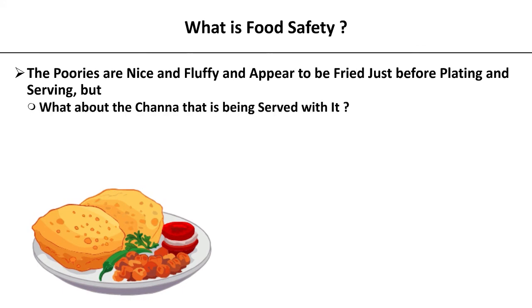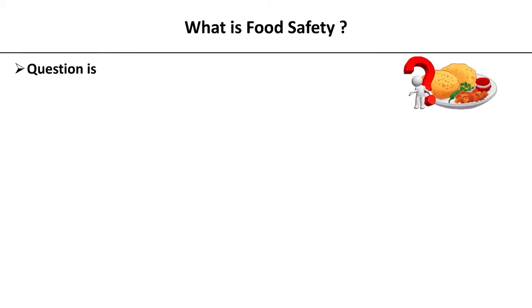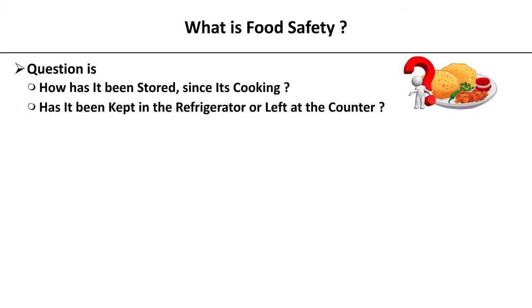But what about the chana that's being served with it? Has it been properly cooked? The picture provides little assurance on that. One thing for sure is that chana takes a long time to cook, and it has not been cooked just before serving. This means it has been cooked a while ago. But since it's cooked, how has it been stored? Has it been kept in the refrigerator or left on the counter?